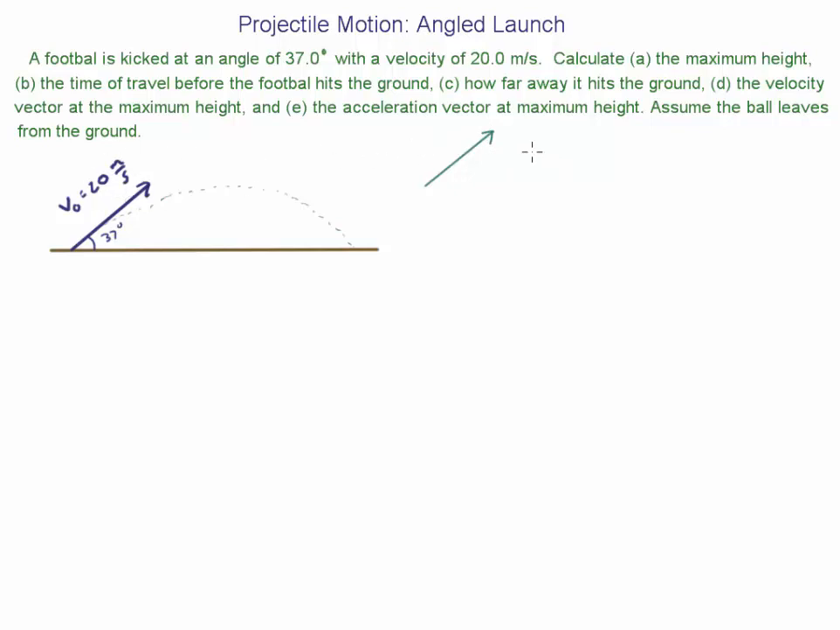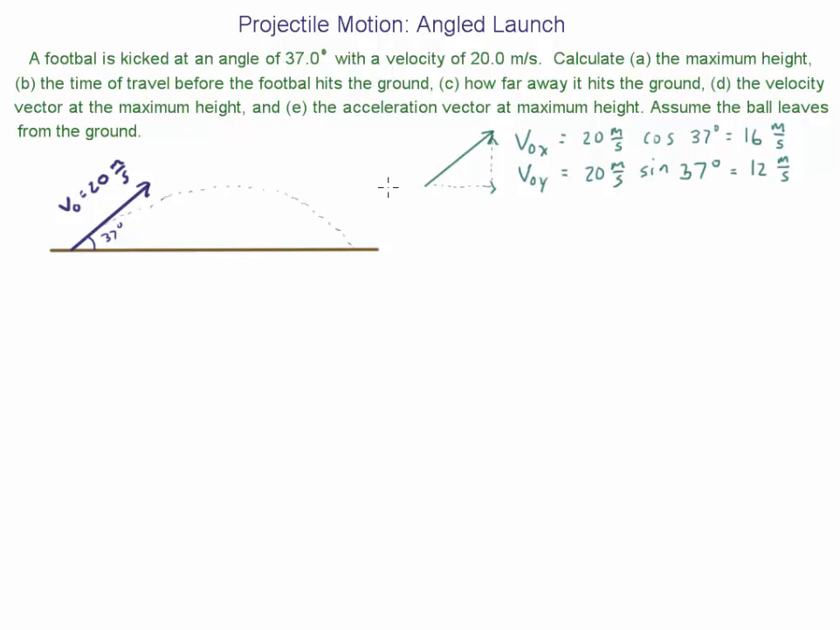If v0 is 20 meters per second, v0x, the x component, is going to be v0 times the cosine of the angle. So that's 20 meters per second times the cosine of 37 degrees, which is going to come out to 16 meters per second. v0y, the vertical one, is 20 meters per second times the sine of 37, and that is going to be 12 meters per second.